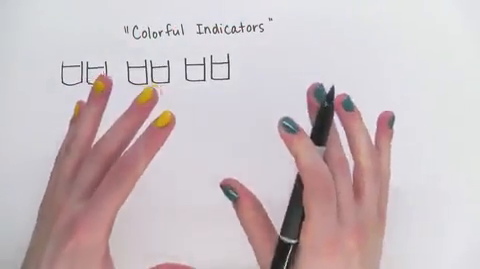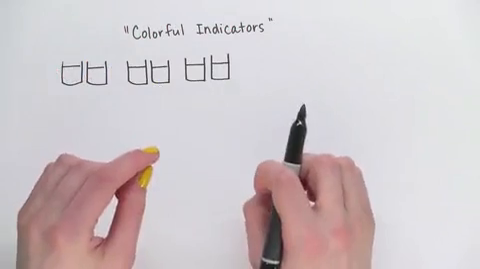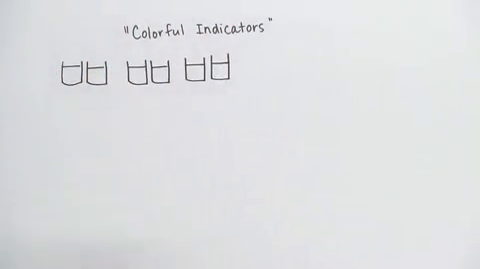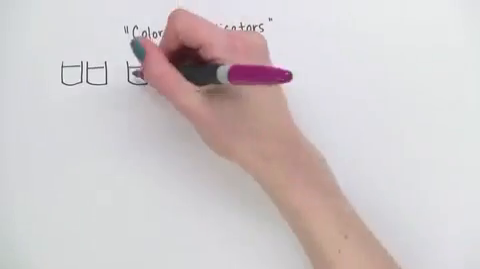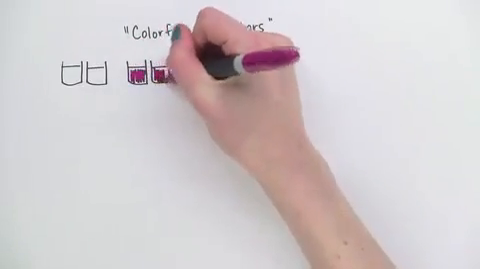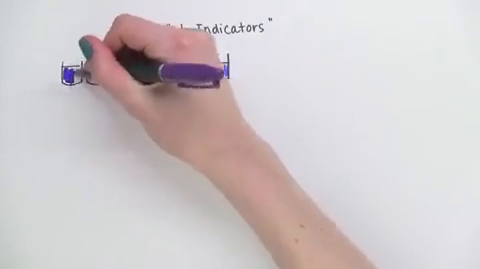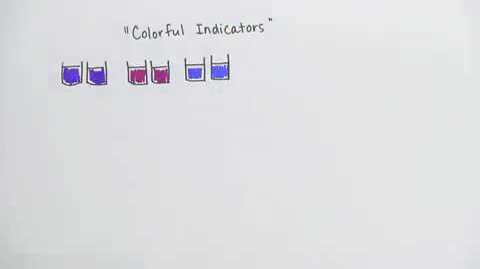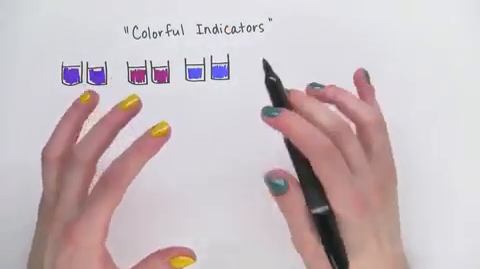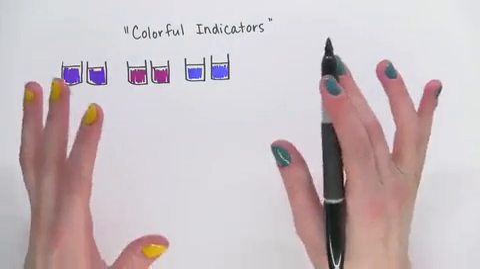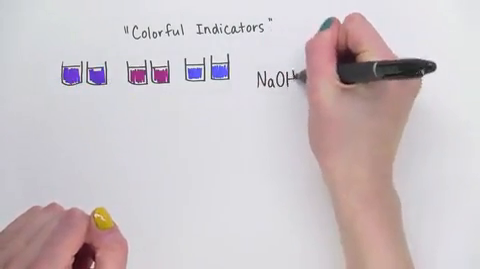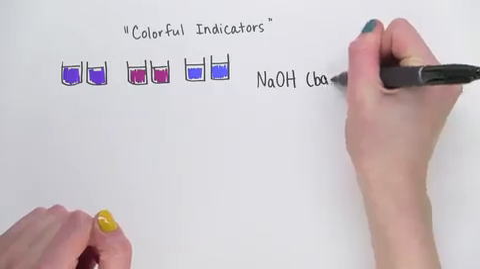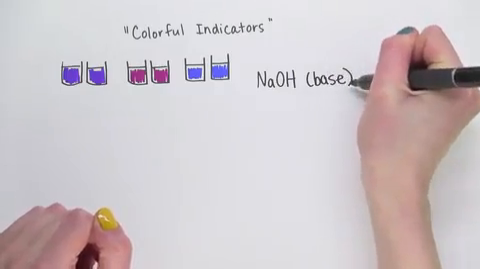And each set is a different color because there are different acid-base indicators inside them. So this set starts out blue. This one starts out pink. And the final one is purple. And every cylinder contains a few drops of sodium hydroxide, NaOH, which is a base.